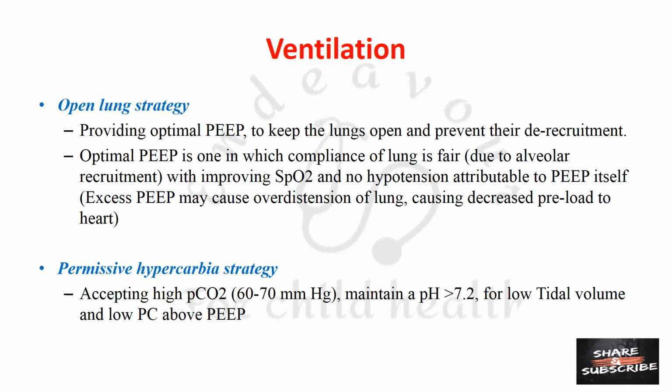Then there is another strategy referred to as the permissive hypercarbia strategy. In this, we accept high PCO2 around 60 to 70 millimeters of mercury, provided the pH is more than 7.2. We need to keep the tidal volumes low and the pressure above PEEP low, that is, low PIPs, low pressures and low volumes, accepting higher PCO2s but maintaining a pH more than 7.2, to avoid any kind of ventilator induced lung injury to the already damaged lung.